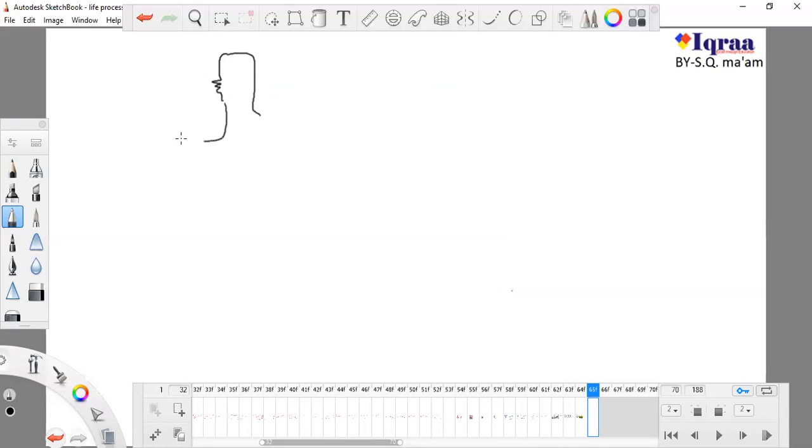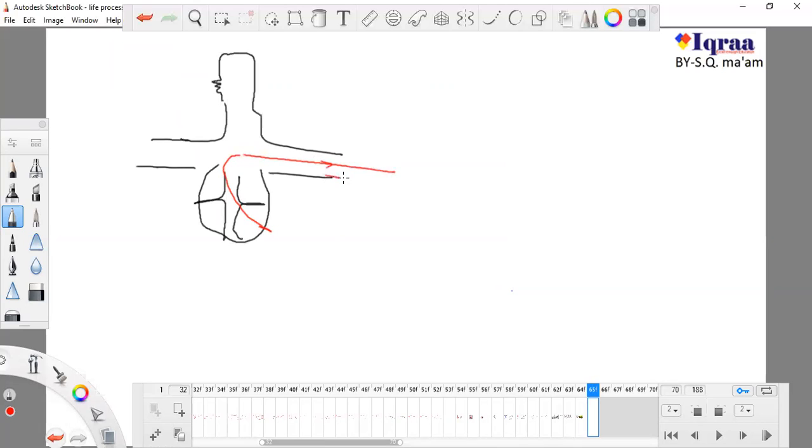So this is you, and this is our heart. I'm drawing the four chambers. As we know, the left ventricle pushes the blood to each and every part of our body, that is pure blood. Pure blood is pushed by it.